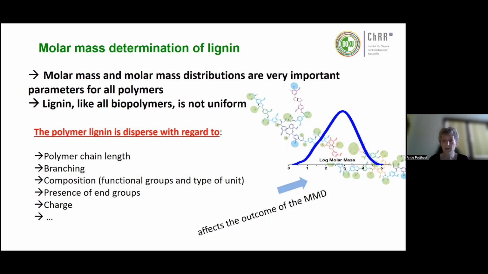But for lignin, it's a little bit more complicated because lignin is a branched molecule. So we have different branching parts in there. The composition is different, and the composition is not uniform across the whole molar mass distribution. The end groups are not always the same. The charge might not always be the same in a lignosulfonate. So we have a very high degree of complexity, and this also affects the outcome of all molar mass distribution. So just keep that in mind when you look into lignin and molar mass distribution.